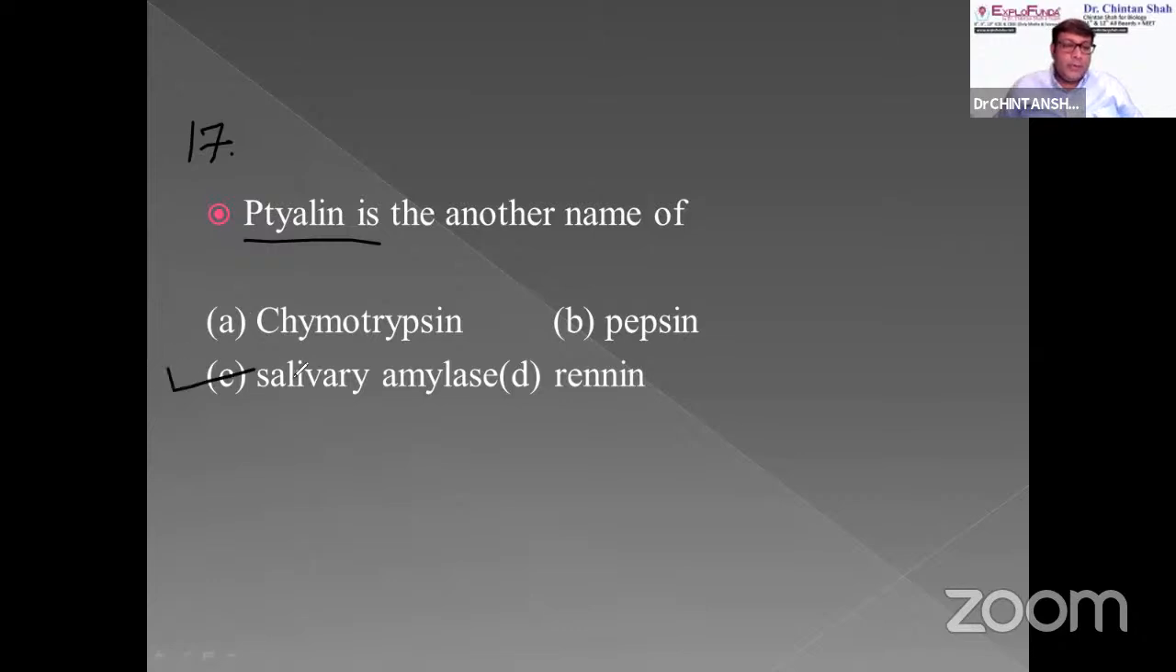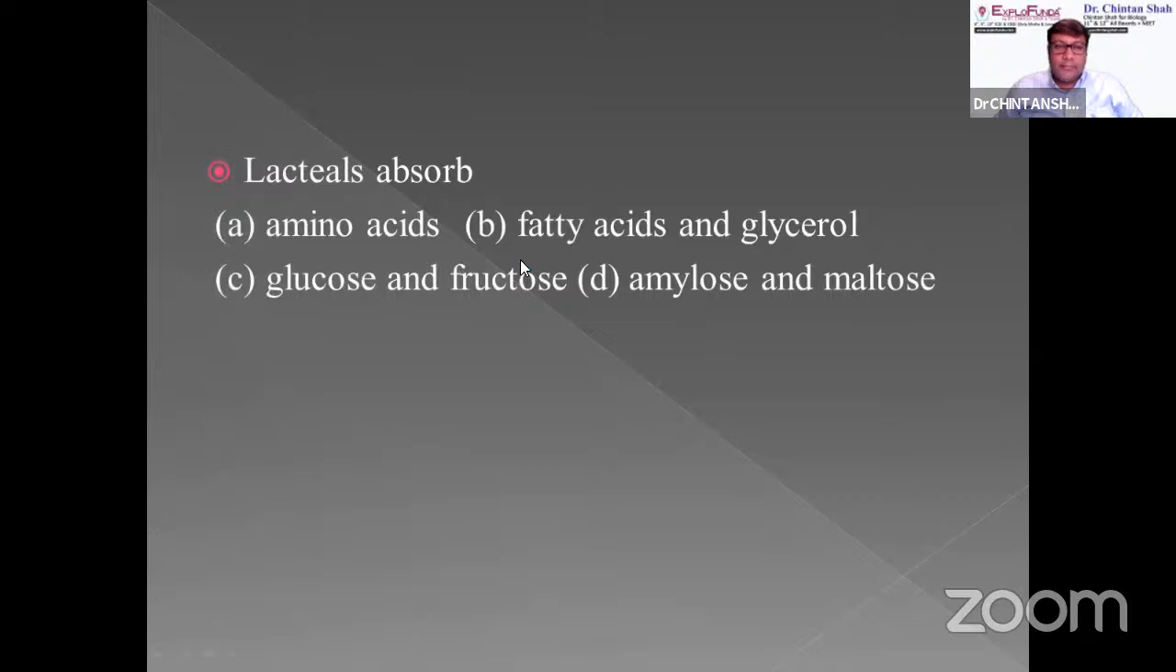Yes, so salivary amylase is known as ptyalin. That's quite simple, but I just want to draw your attention there, that's why I asked it. This is a good one, and this is about the 18th. Try to give me speed. So lacteals. What do you mean by lacteals? The lymphatic capillaries. Lymphatic capillaries will absorb what?